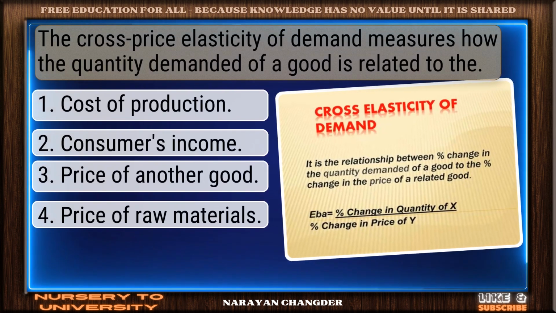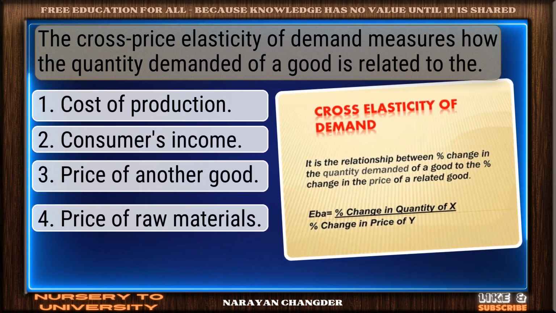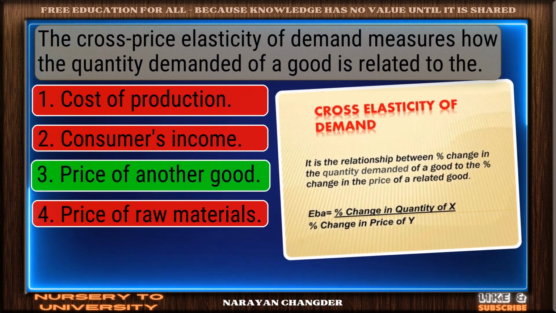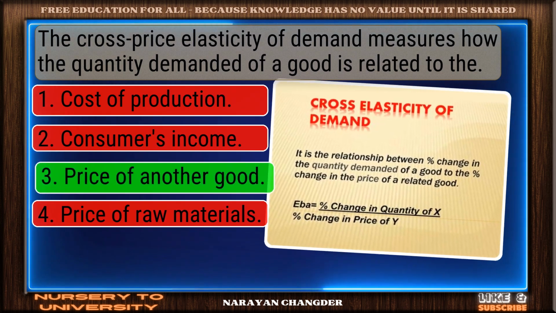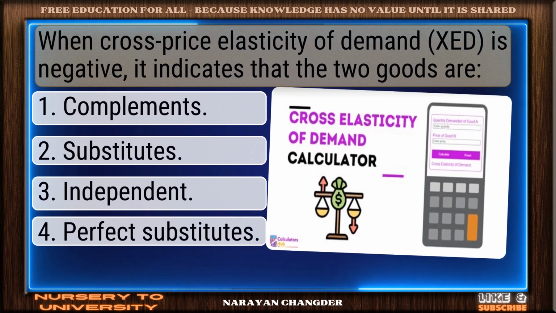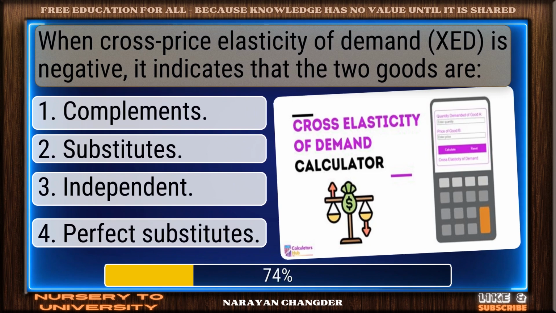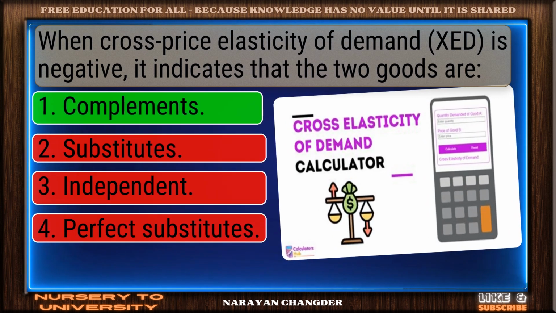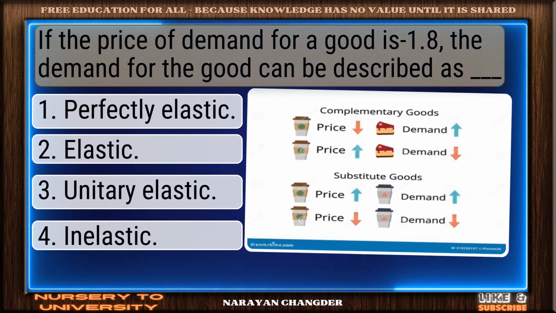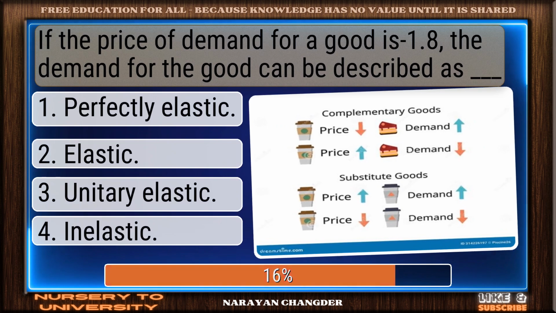The cross-price elasticity of demand measures how the quantity demanded of a good is related to the. Smart pick. Price of another good is the correct choice. When cross-price elasticity of demand is negative, it indicates that the two goods are. Sharp thinking. Complements is the right choice. If the price elasticity of demand for a good is 1.8, the demand for the good can be described as dash.